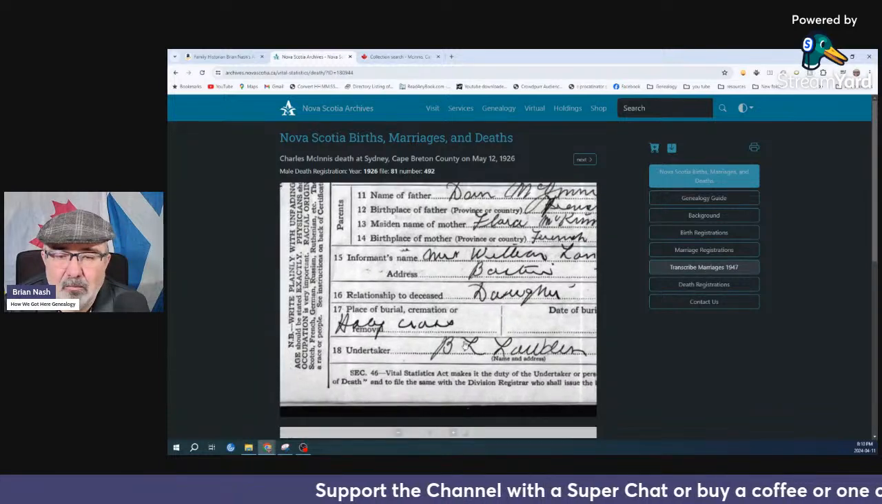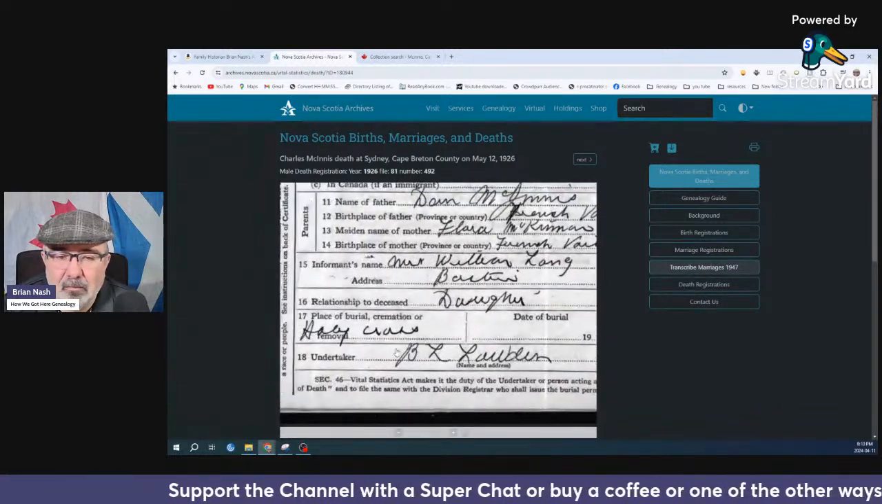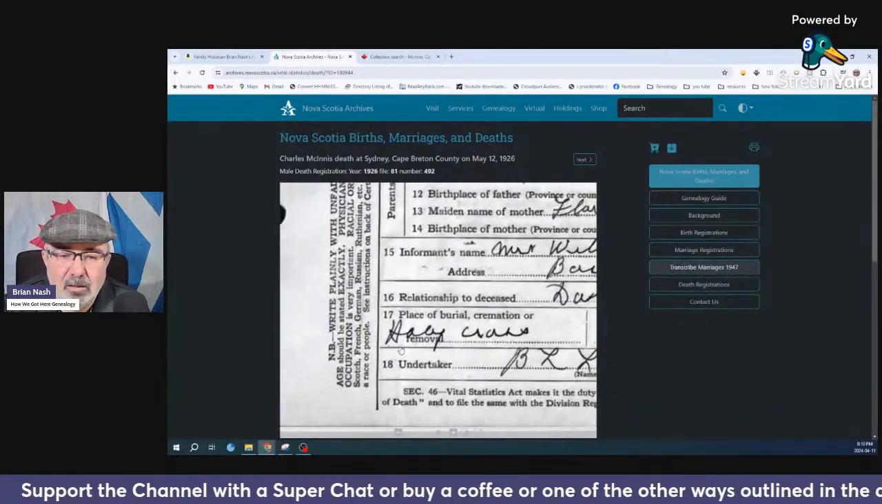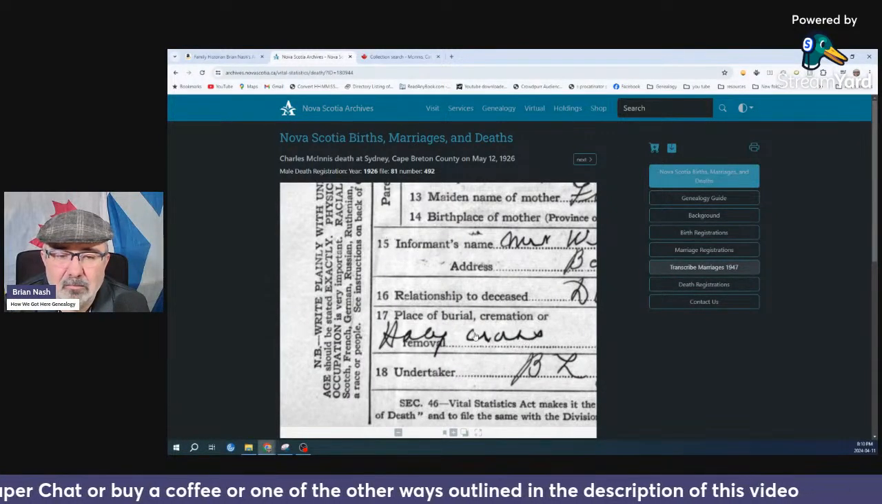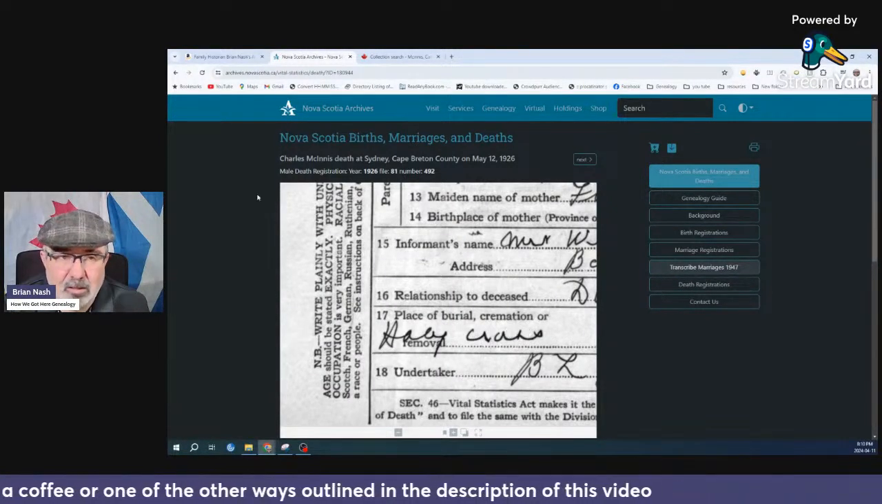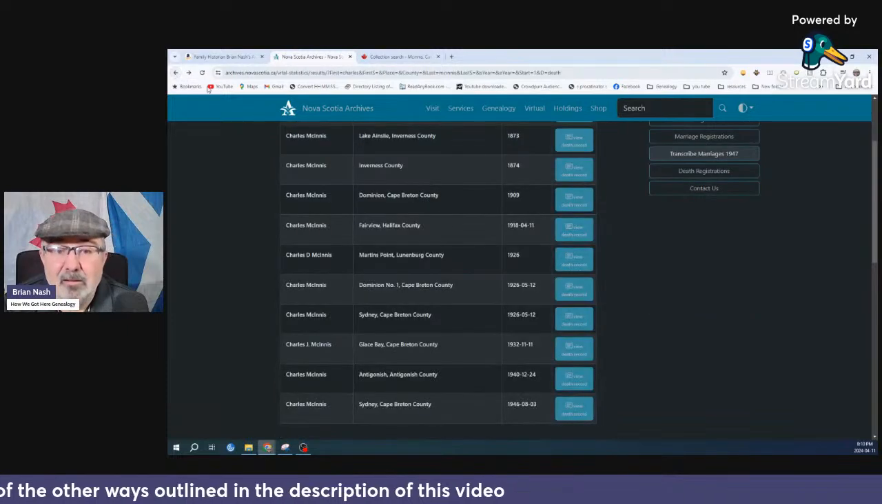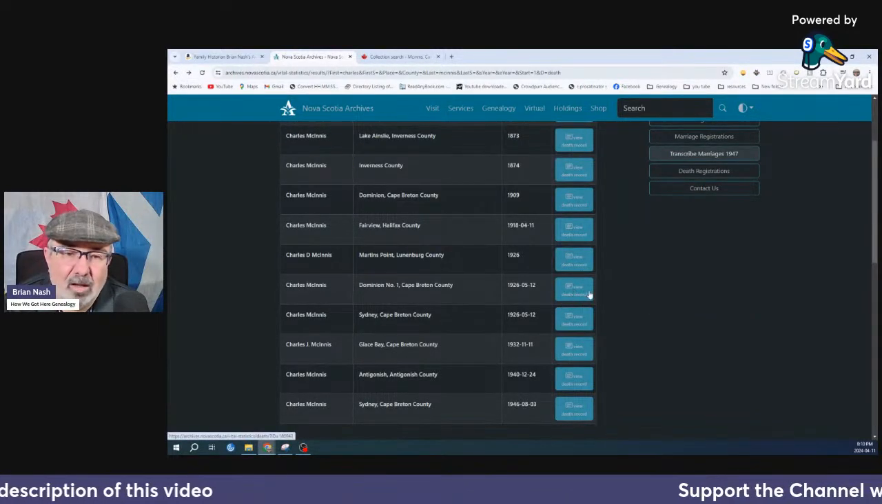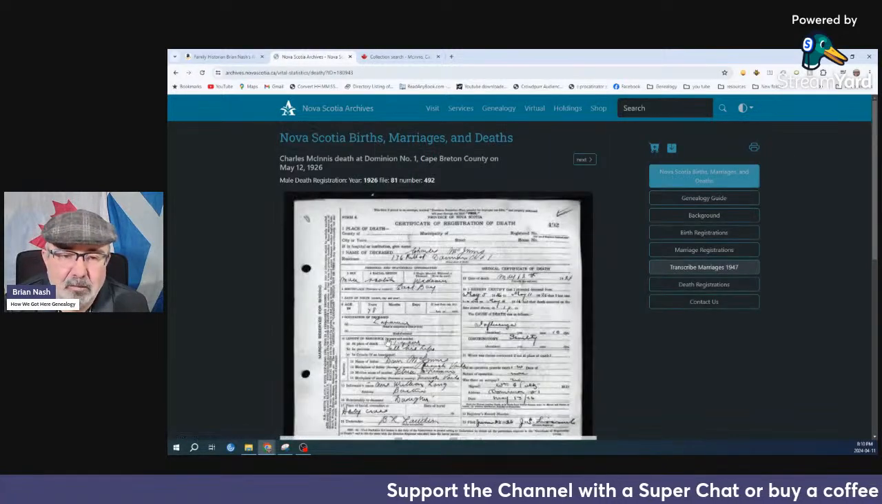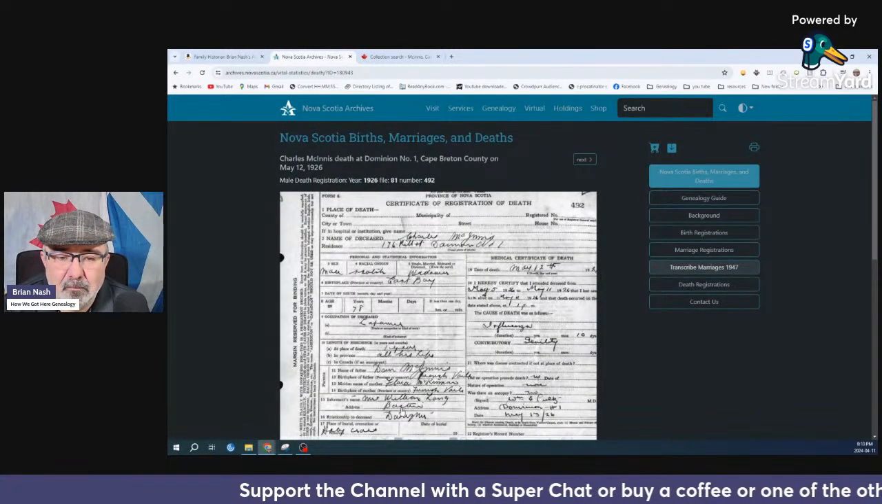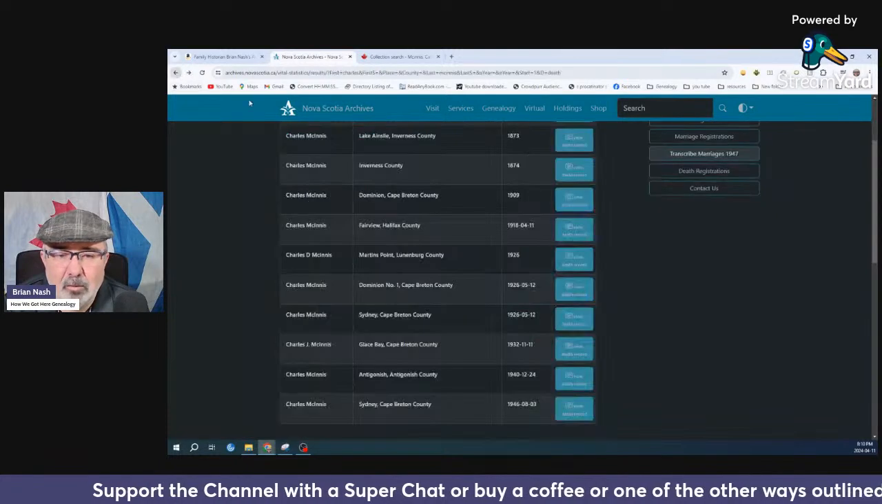Well, this here tells me that this is Holy Cross, is what it looks like. That's a Catholic cemetery. So I'm saying that's probably not him. That's William Lang, the one I looked at, sorry.